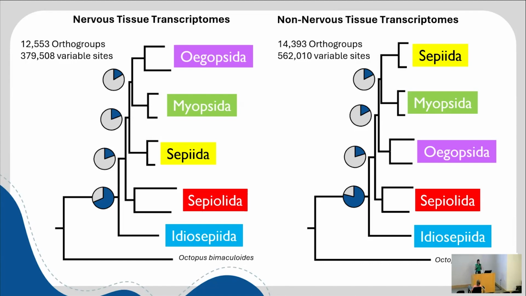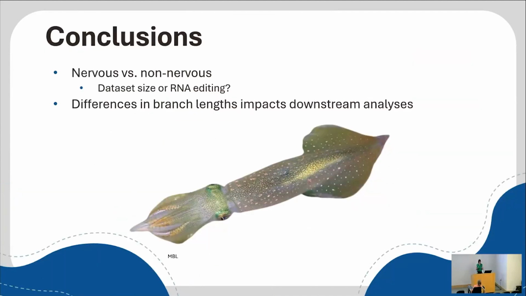One thing to note, though, is that this is a slightly smaller data set. You have about 2,000 fewer orthogroups and around 200,000 fewer variable sites. Now, this is still a large data set, so we should be able to capture and get rid of all of that noise because it is such a large data set. But it is interesting to note that the smaller one is giving us the different topology.